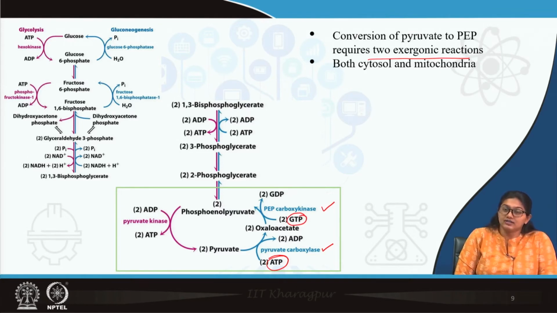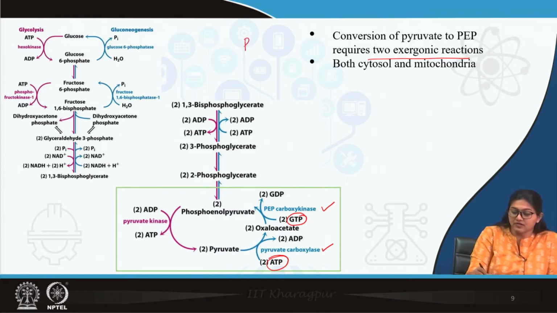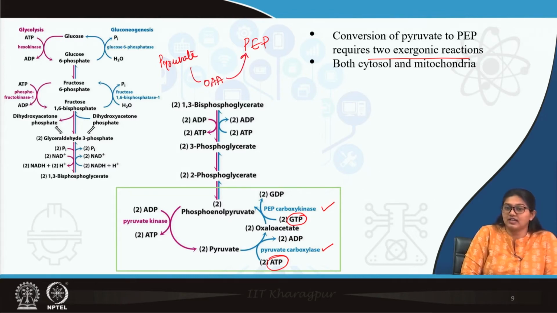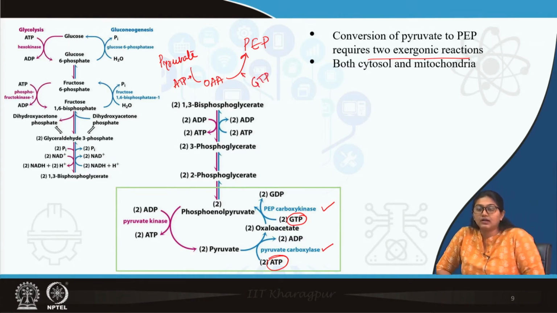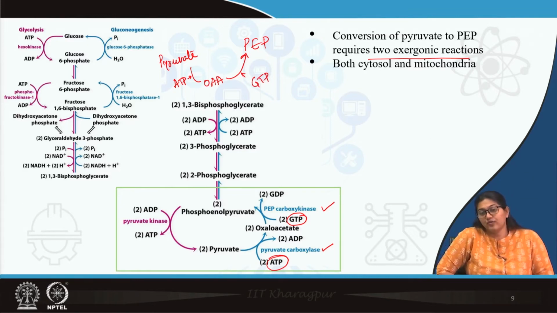So, this is a 2-step reaction, that is formation of phosphoenol pyruvate from pyruvate via formation of oxaloacetate, and both of these steps are exergonic, where 1 molecule of ATP here and 1 molecule of GTP here are utilized. Now, formation of phosphoenol pyruvate from pyruvate basically involves both cytosol and mitochondria.